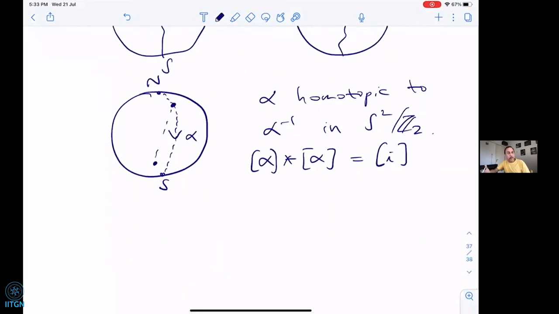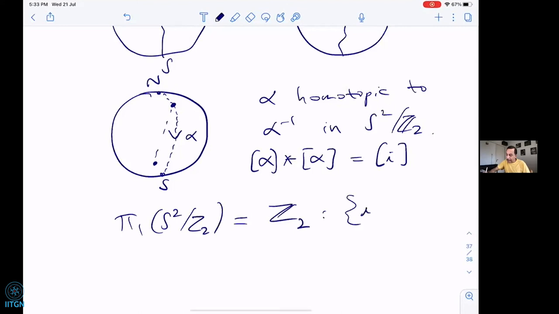And we haven't proved it, but you can actually prove that there are no more classes. Okay, in S2, there weren't anyway any non-trivial homotopy classes. In S2 mod Z2, there's one homotopy class, that of alpha, the same as that of alpha inverse, and there's nothing else. So pi 1 of S2 mod Z2 is actually the group Z2, which consists of the two elements, identity, and you can give it any name A, such that A star A equals I.